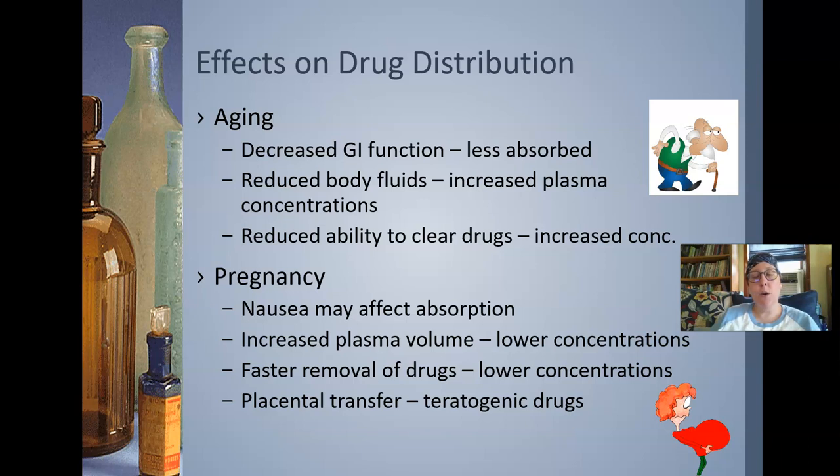And her liver's working overtime, and they will actually cause a faster removal of drugs and therefore lower concentrations also. And then you also have, of course, placental transfer, which is very important for teratogenic drugs. So those are drugs that can cause some problems with the fetus. They can cause birth defects, things to be malformed. It can even cause miscarriages and stuff like that.